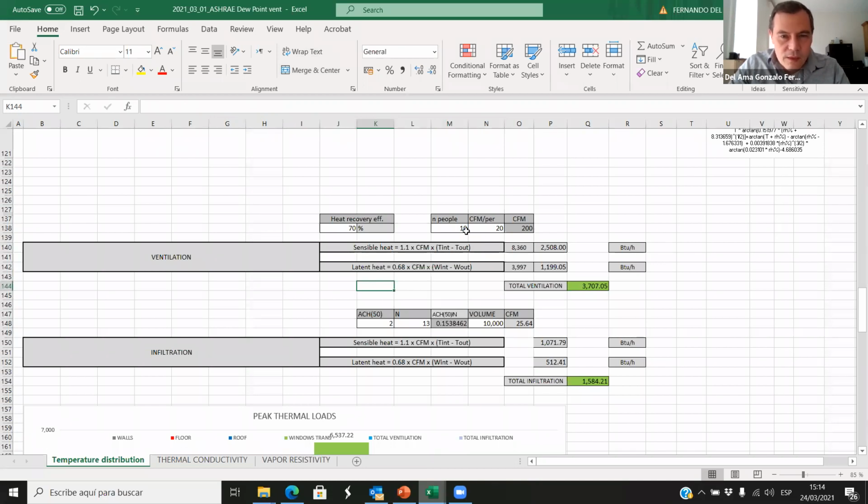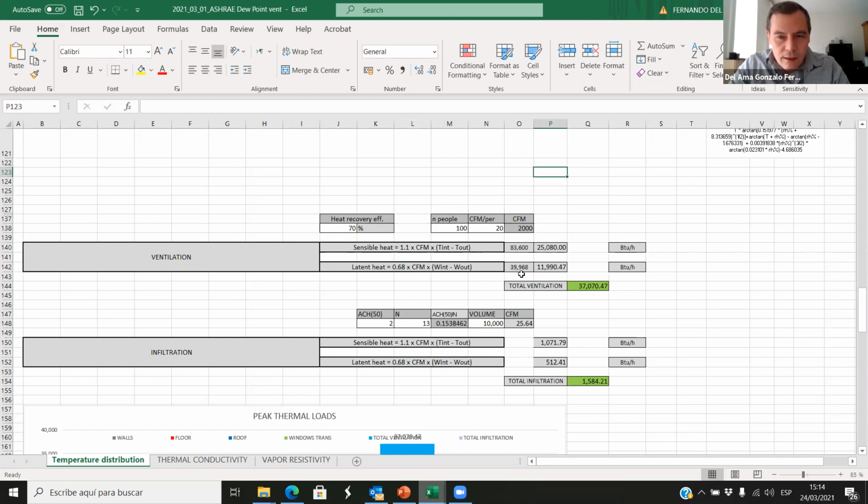So the first thing we need is the CFM. Here you can control the number of people and the CFM per person. This is always 20. And here we can control the number of people. If you have 20 people, that would be 400. If we have 100 people, the CFM will change.